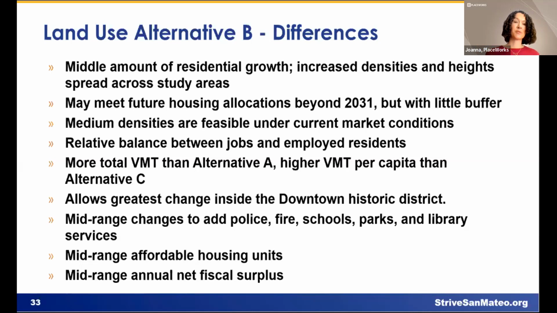It balances jobs and employed residents. It has more VMT, vehicle miles traveled, than alternative A, but a higher VMT per capita than alternative C. So again, kind of in the middle there. Alternative B would allow the greatest change in historic districts downtown. And in terms of public services, affordable housing units, and the net fiscal surplus, it's right in the middle of the range between alternatives A and C.